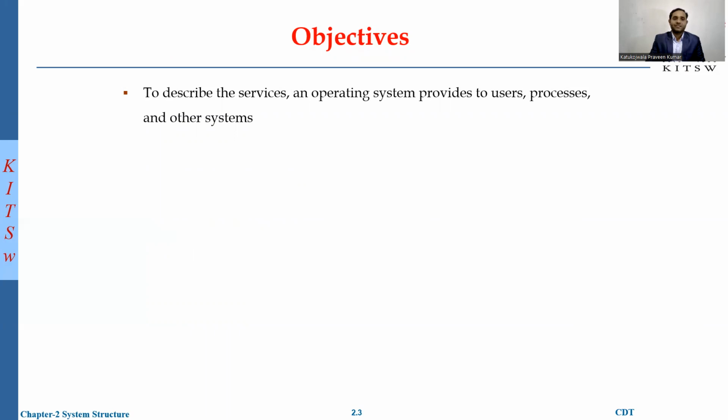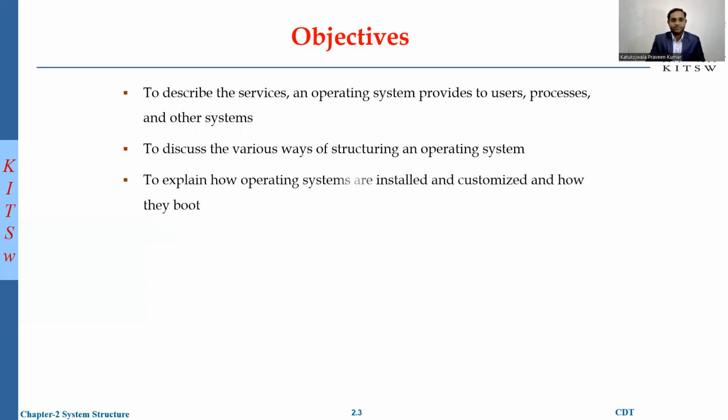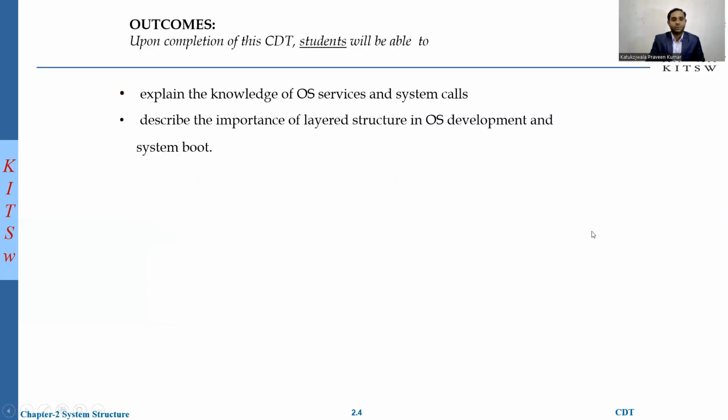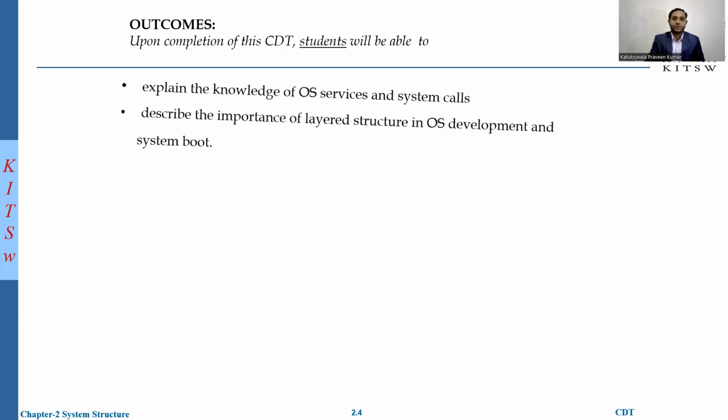The objective of this class is to describe the services an operating system provides to users, processes, and other systems, to discuss the various ways of structuring an operating system, and to explain how operating systems are installed, customized, and how they boot. Upon completion of this video, you will be able to explain operating system services and system calls, and describe the importance of layered structure in operating system development and system boot.